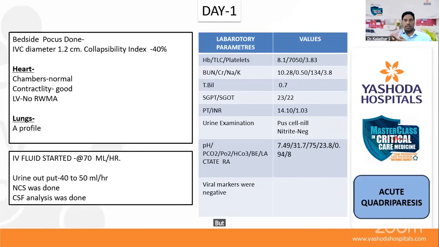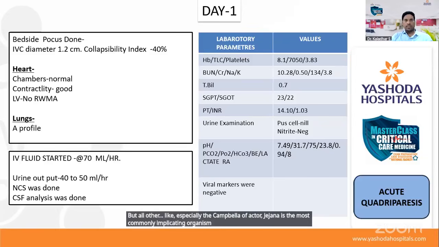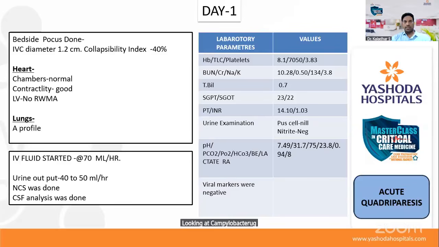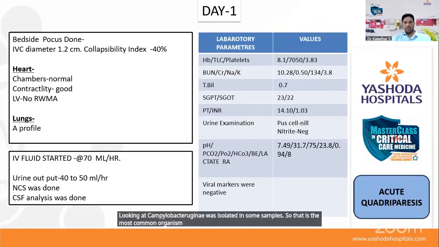But especially Campylobacter jejuni is the most commonly implicated organism. I think previous year, we had in Pune multiple GBS cases associated with diarrhea. They looked at it epidemiologically, looked at the sewage samples, and Campylobacter jejuni was isolated in some samples. So that is the most common organism that precipitates GBS. So, what is the diagnostic criteria of GBS?